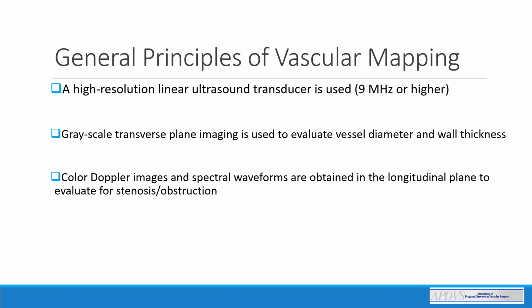A high-resolution linear ultrasound transducer is used. Grayscale transverse plane imaging is used to identify vessels and evaluate their diameter and wall thickness. Color Doppler images and Doppler spectral waveforms are obtained in longitudinal plane to evaluate for stenosis or obstruction.